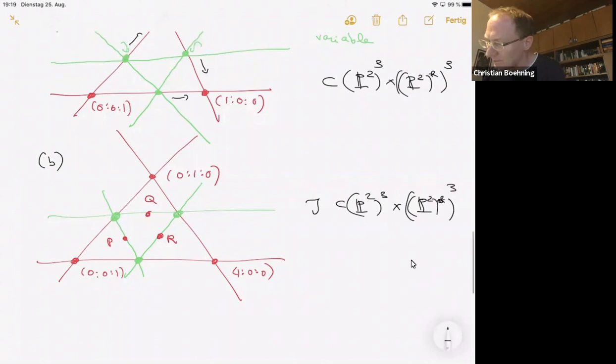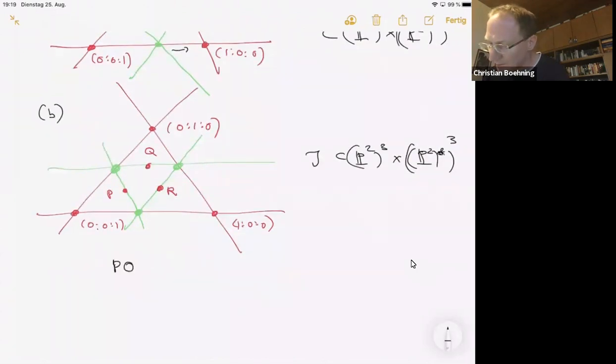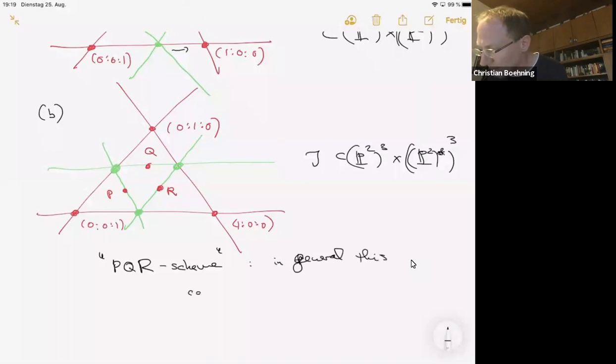And let me call this a PQR scheme, for want of a better name. Could also call it a triangle scheme, so PQR scheme. And it turns out, if you just do the computation, well, you can also see it a little more conceptually. I just tell you that in general, this scheme consists of two reduced points. So that's the general situation.